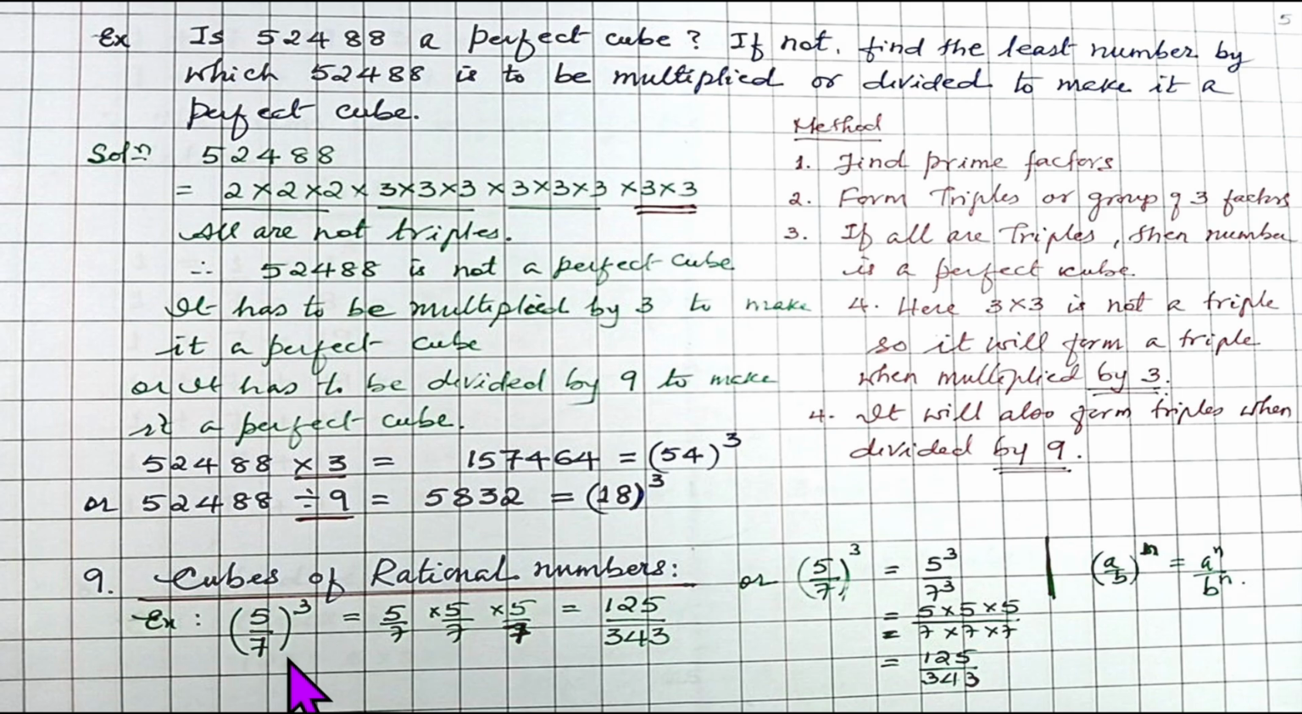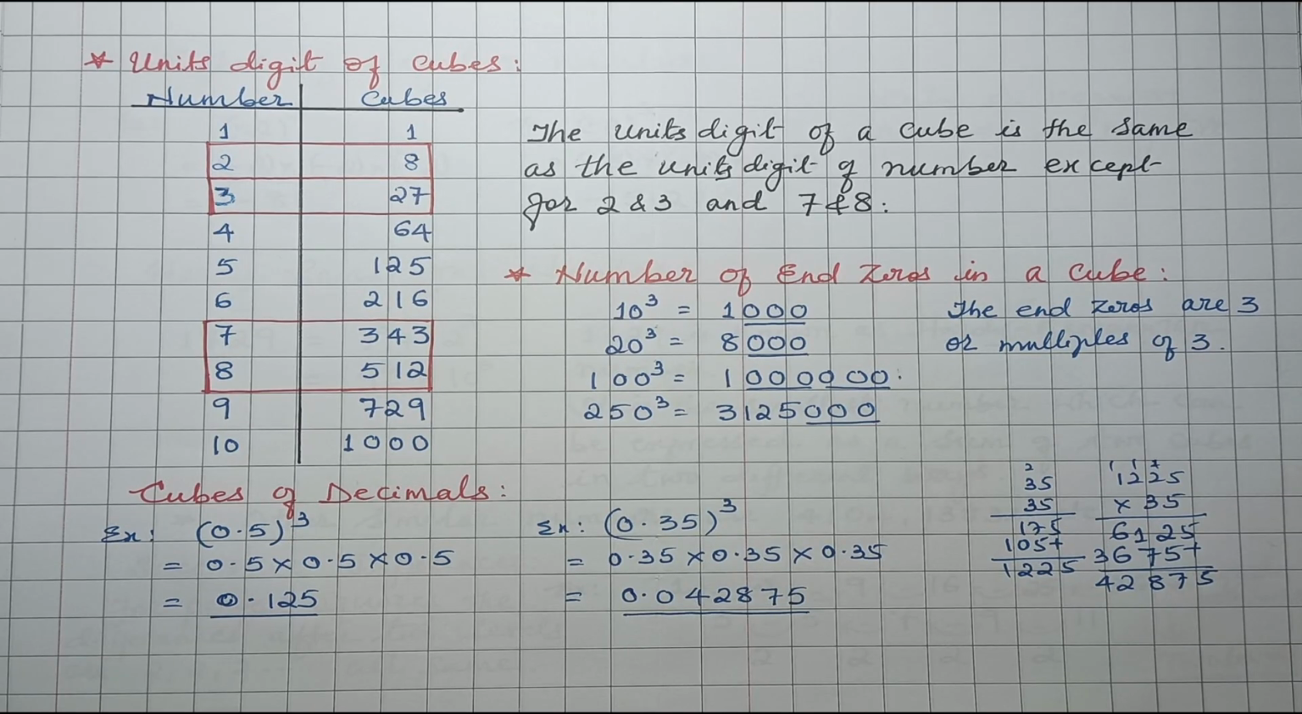Now cubes of rational numbers, very simple again. If you want to find 5 by 7 cube, multiply 5 by 7 3 times, you get 5 into 5 into 5 is 125, 7 into 7 into 7 is 343. So that is a simple method. Otherwise you can also apply the laws of exponents here. 5 by 7 cube is equal to 5 cube by 7 cube. 5 cube will be in the numerator becomes 125. 7 cube in the denominator becomes 343. So that is the method.